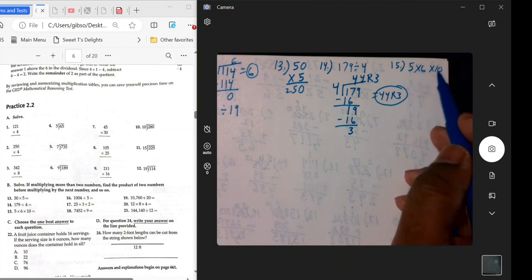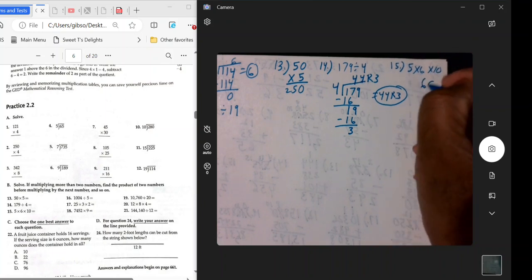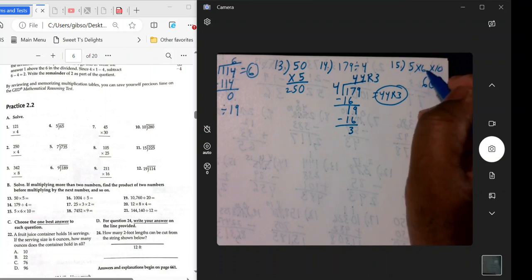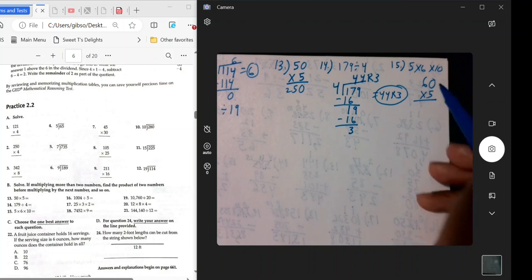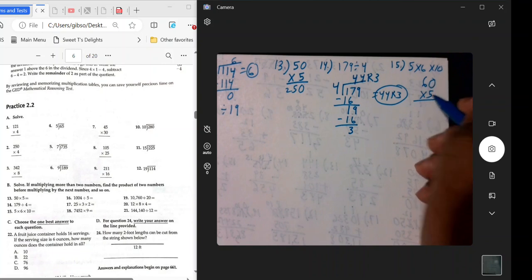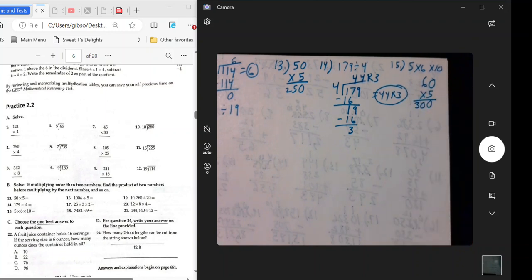But since it's all multiplication, we could do 10 times 6, which is 60. And then multiply by 5. Because to me, multiplying a two-digit number by a one-digit number is a little easier than trying to multiply two two-digit numbers. So we have 60 times 5. 5 times 0 is 0. And 5 times 6 is 30. So our answer here is 300.